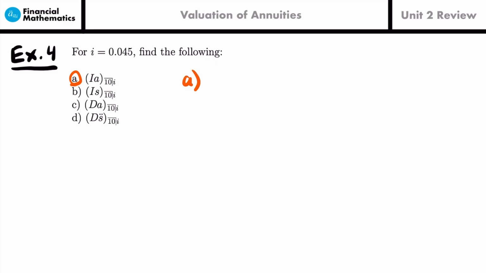Okay, so here's what we'll have for part A. Our notation is (Ia) angle 10 at rate i, but remember i is equal to 0.045, so we have 0.045, and that will be equal to the following formula. We have the present value of an annuity due with the same value of n and i, minus n, which is 10, times v to the power of n, which is 10, or the present value factor to the power of 10.